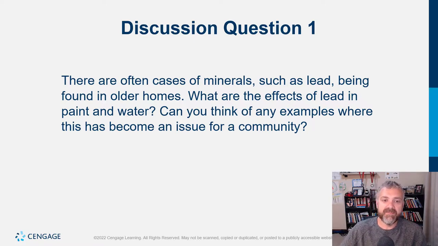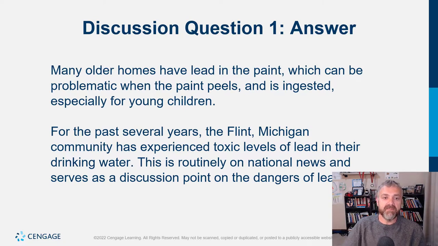Can you think of any examples? We probably have all heard of this one. Many older homes have lead in the paint, which can be problematic when the paint peels and is ingested, especially for young children. I know I don't eat paint chips. So the people that are most likely to eat paint chips are also small, meaning that they're getting a really high dose of lead relative to body size, and they're also still developing, right? My brain is wasting away and no longer developing. And I think that during key times in development, these things are going to be even more impactful.